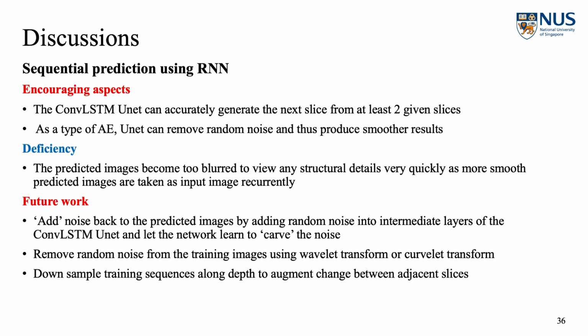So for future work, we plan to either add noise back to the predicted images by adding random noise into intermediate layers of the convolutional LSTM unit and let the network learn to carve the noise, or remove random noise from the training images using wavelet transform or curvelet transform. Moreover, we plan to downsample training sequences along depths to augment change between adjacent slices.